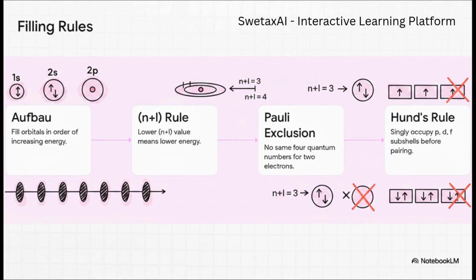Step 2, to figure out that exact energy order, just use the n plus L rule. An orbital with a lower n plus L value simply has lower energy. Step 3 is Pauli's exclusion principle, which dictates that no 2 electrons in an atom can have the exact same set of 4 quantum numbers. If they're sharing an orbital, their spin absolutely has to be opposite. And finally, step 4 is Hund's rule. For your p, d, and f subshells, you have to singly occupy each orbital before you start pairing any electrons up. Honestly, mastering this exact sequence turns calculating electron configurations into an absolute breeze on test day.